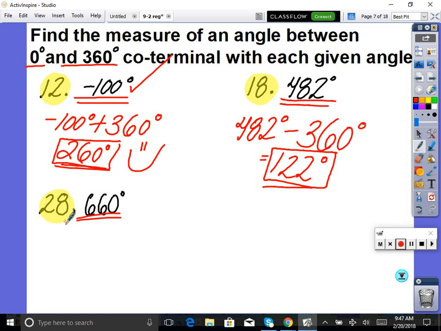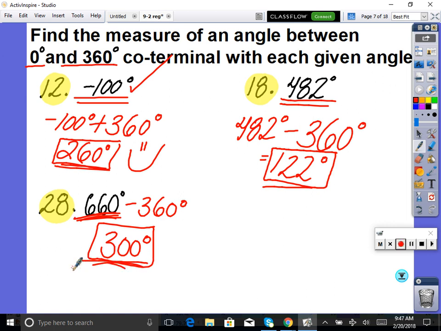Yep, he took 660 minus 360, and he got 300 degrees. So I'm going to ask you a question. If I said to you, draw 660 degrees, if you drew in 300, wouldn't it land in the same spot? Yes. It's just, if I asked you to draw 660, you probably would go around and kind of make sure that you draw going around more than once. Does that make sense? But at least you know where you're landing. It should land at 300 degrees.